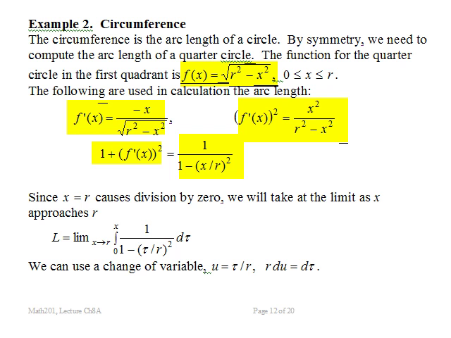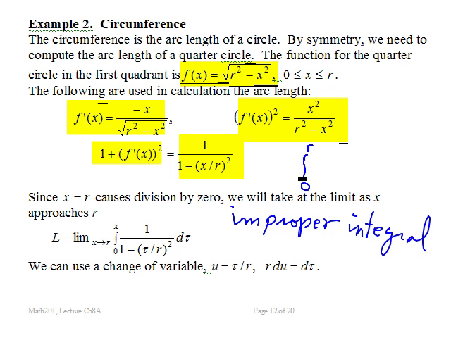This is an improper integral. To handle improper integrals, if you recall from one of the previous lectures, we replace the limit of integration. In this case, we would have been integrating, let me write that out so it's a little clearer here, from 0 to r of 1 over the square root of 1 minus x over r squared dx.